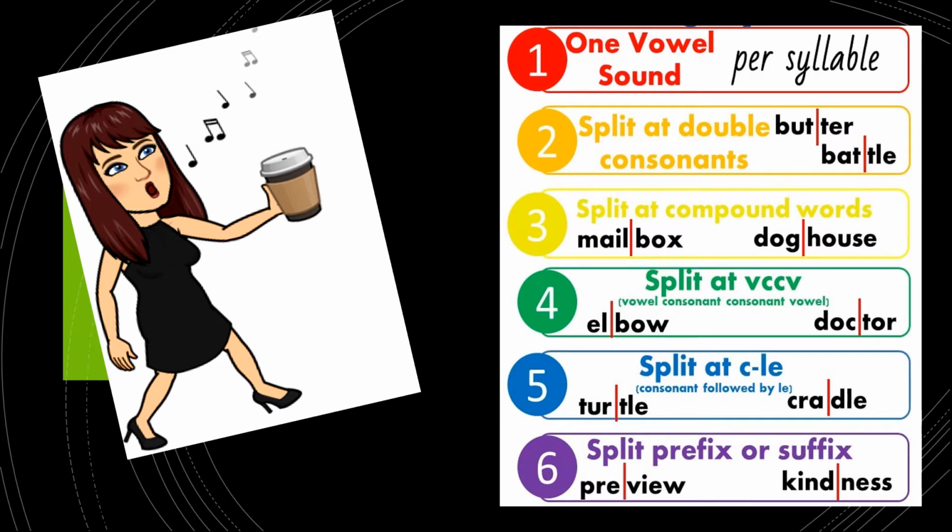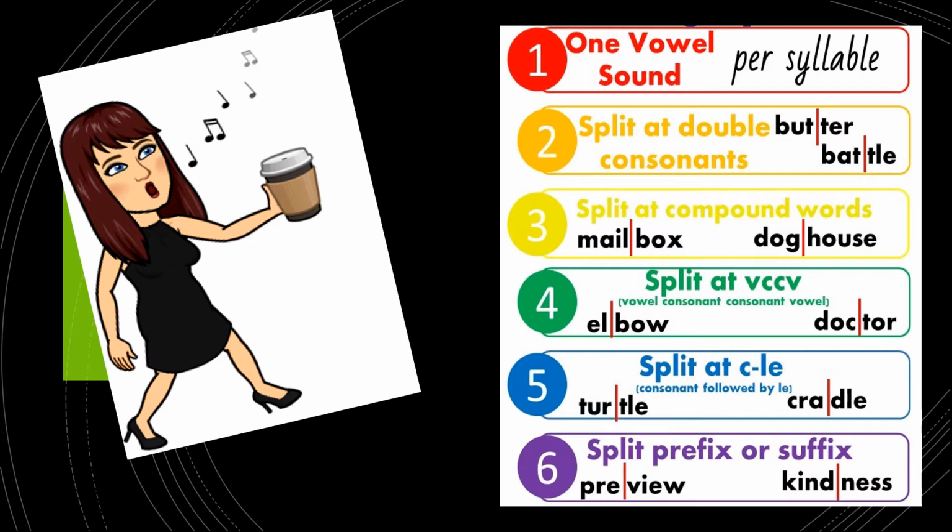Rule number 3, split at compound words. This means you must split the word into parts where each part can stand on its own and still mean something. For instance, mailbox. It's where the postman puts the letters that go to mommy and daddy. He puts it in there. But mail can stand on its own because it means a letter, and box can also stand on its own. The same with doghouse. It's one thing, a house your dog lives in, but you can use dog as a separate word and house as a separate word. So therefore, we split it at the compound words.